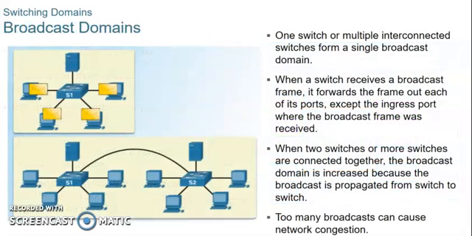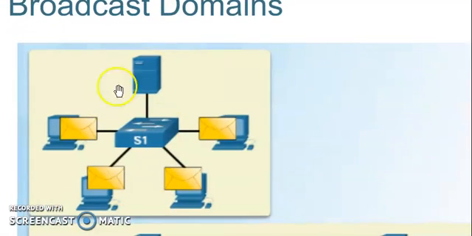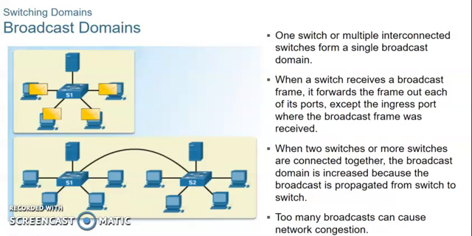Broadcast domain. One or multiple interconnected switches form a single broadcast domain. So now you can see here a broadcast domain. A switch is a broadcast domain. Layer 2 devices form a broadcast domain. When a switch receives a broadcast frame, it forwards the frame out through each other port except the incoming port, the ingress port.